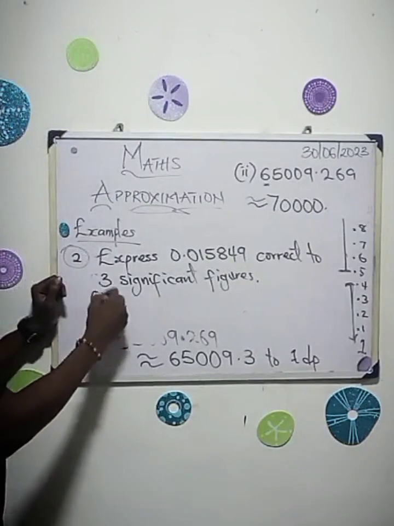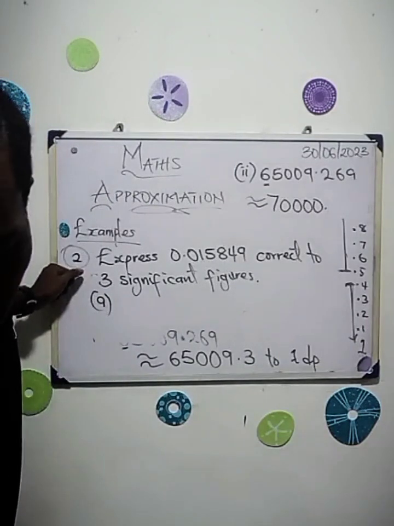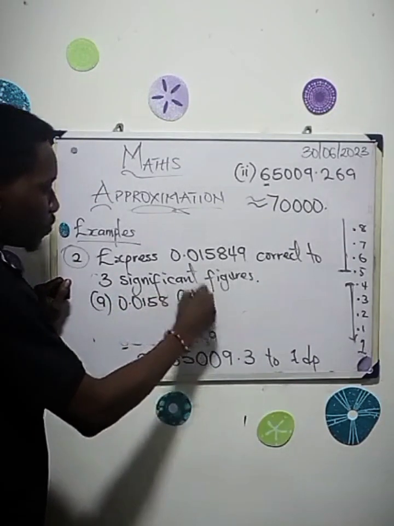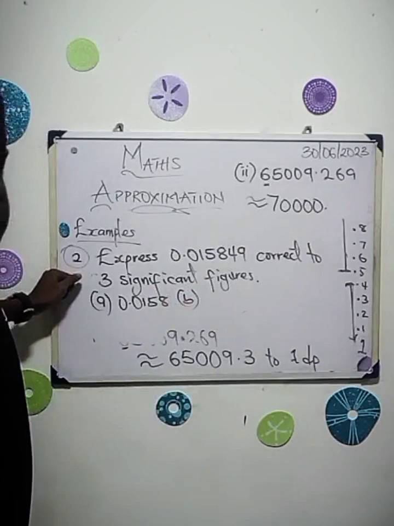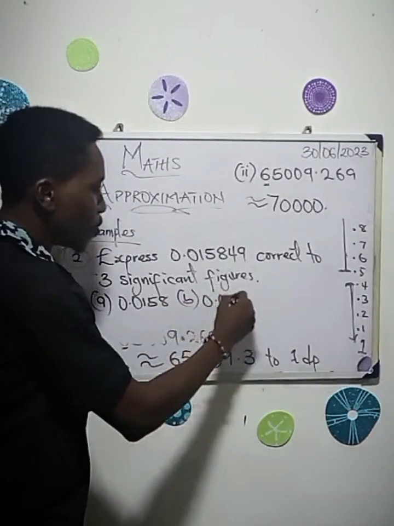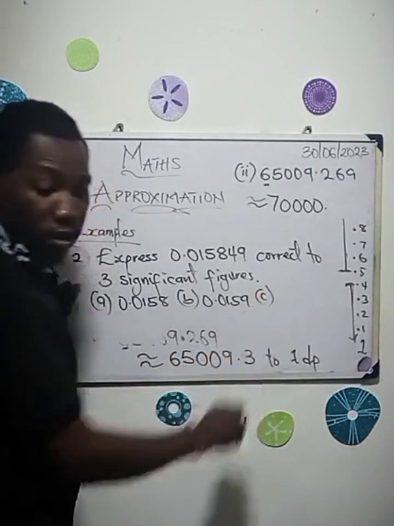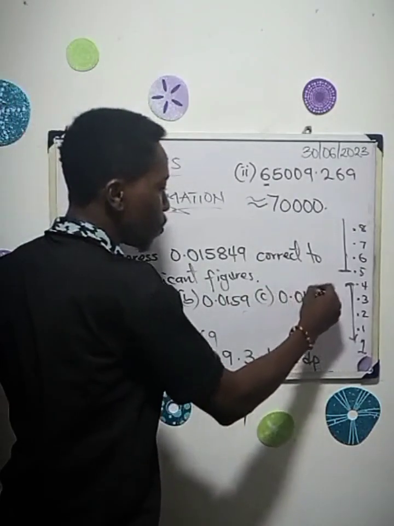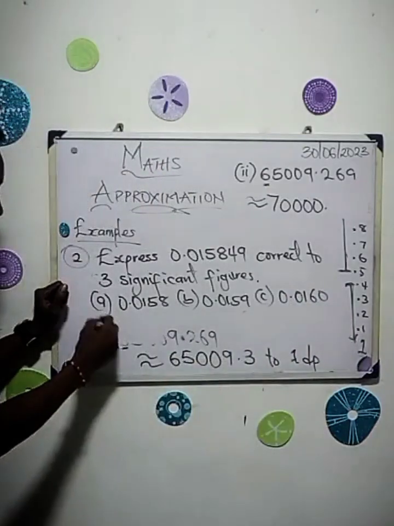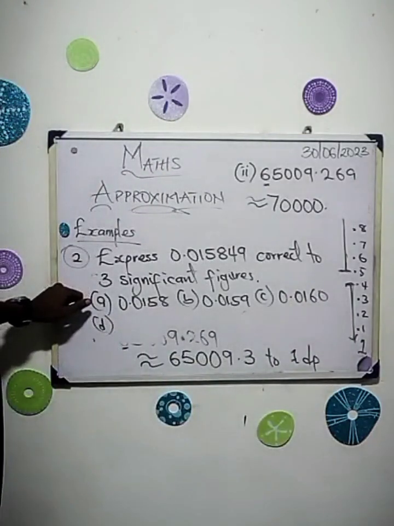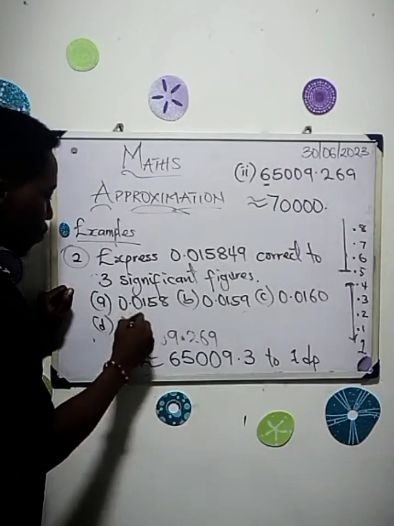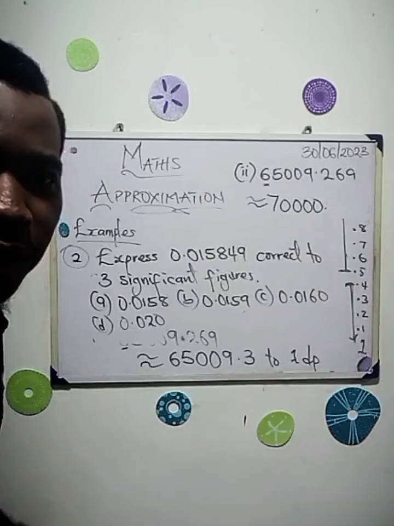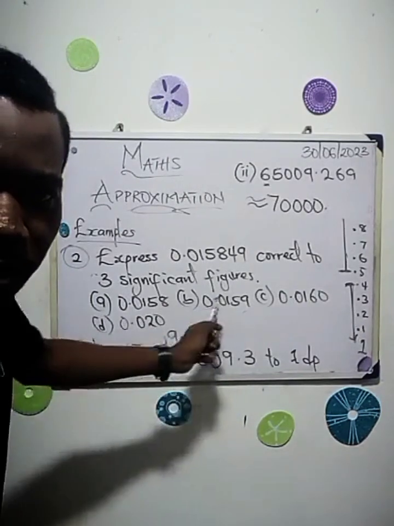Option A says 0.0158. Option B says 0.0159. Option C says 0.0160. And option D says 0.020. That's the question. So what will be the correct answer? Which of them is the correct answer?